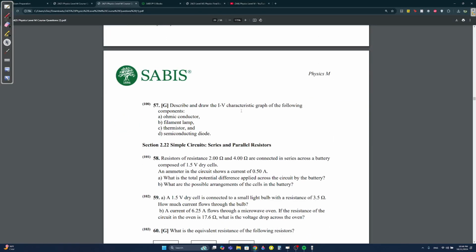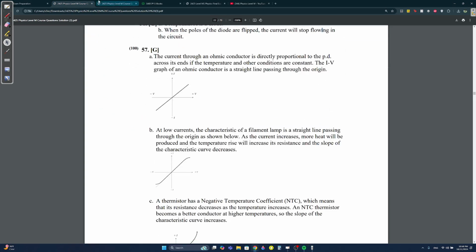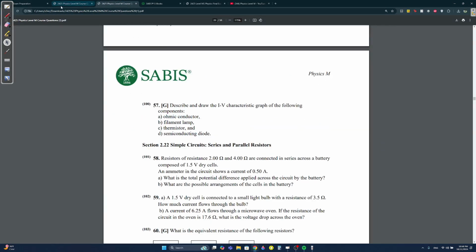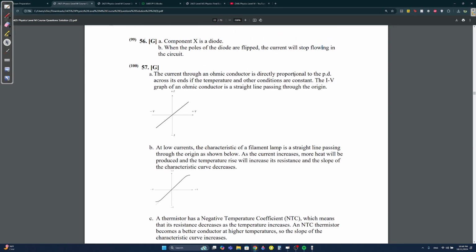Question 57: describe and draw the IV characteristics of each component. I'm going to just go through the answers, okay? An ohmic conductor has a straight graph. The current through an ohmic conductor is directly proportional to the potential difference across its ends, if the temperature and other conditions are constant. Just memorize that an ohmic conductor is a straight line passing through the origin. It looks like this. It obeys Ohm's law. Remember, when something obeys a law, that means it's a straight line passing through the origin. That's not exactly passing through the origin here, but you get me.